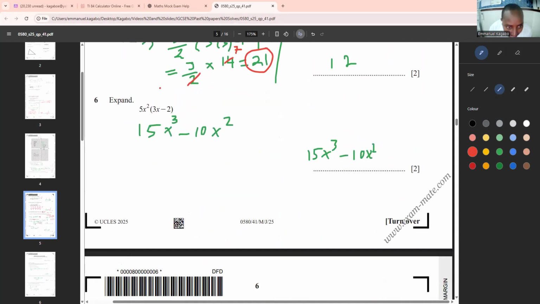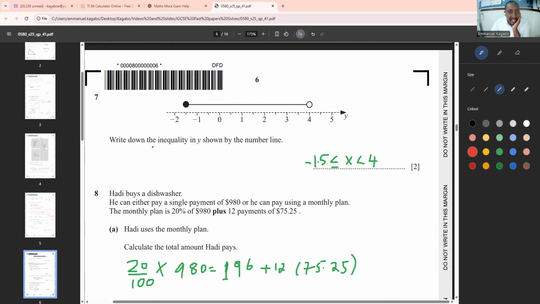Now expand this. It's just simple expansion, free 2 marks in the exam. If you know your algebra, just expand. If I multiply here, I'll get 15x cubed. This times here gives me 10, and that's my answer. Very good.